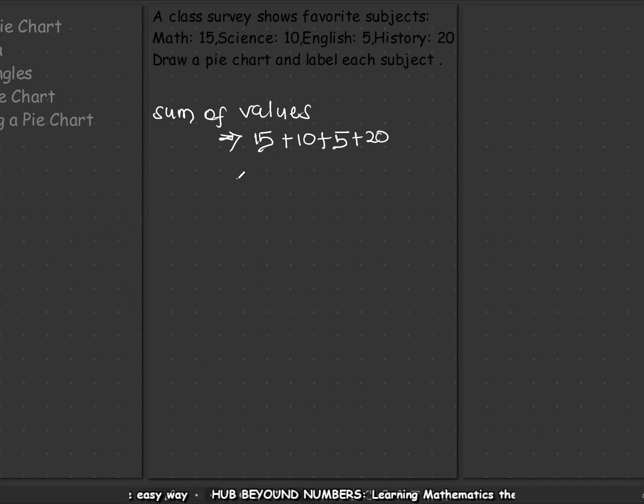So all of this gives us 50. Now we write this 50 down. This 50 is what is going to help us get all the sectors we want. So let's first of all start solving for the sector for mathematics. But before that, how do we even solve for each sector?